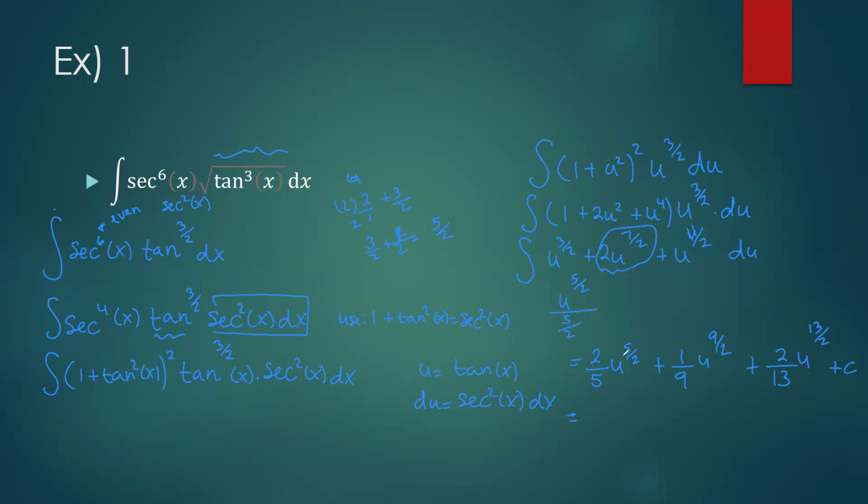And then finally, just replace your u with, we said u was tan x. So your final answer is going to be 2/5 tan of 5/2 x plus 1/9, and then u is tan x, so it's tan of 9/2 x plus 2/13, and then u is tan of 13/2 of x plus c. And that's your final answer.